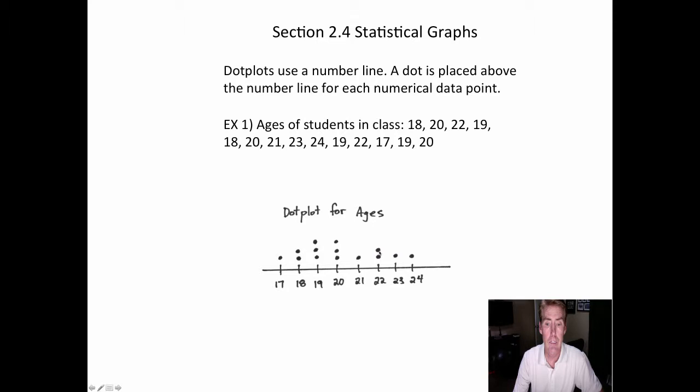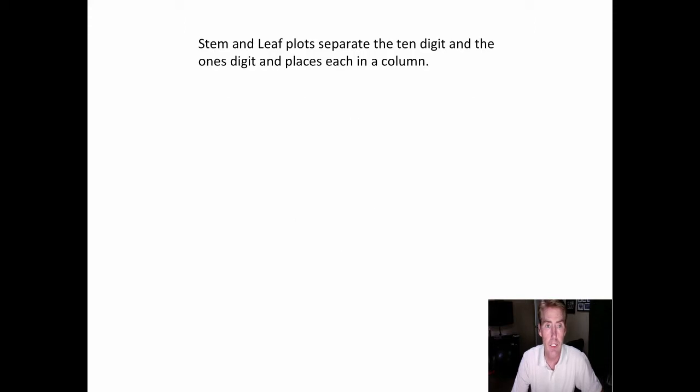So when I look at this, I see that there's two 22-year-olds. One right here and one right here. So that's the dot plot. They're pretty simple. Stem and leaf.